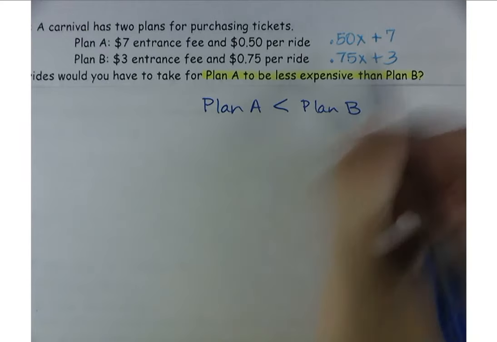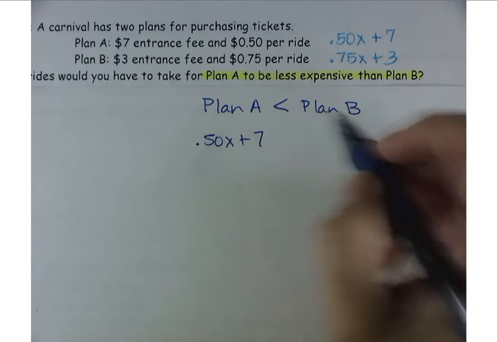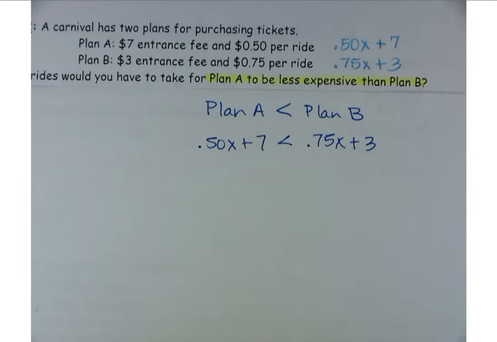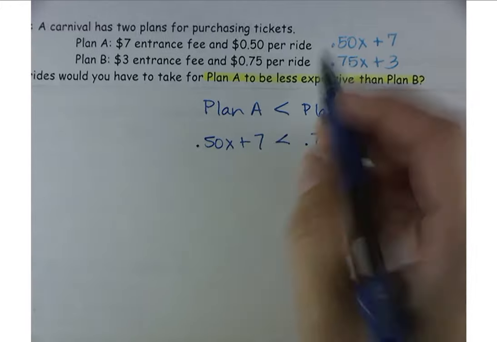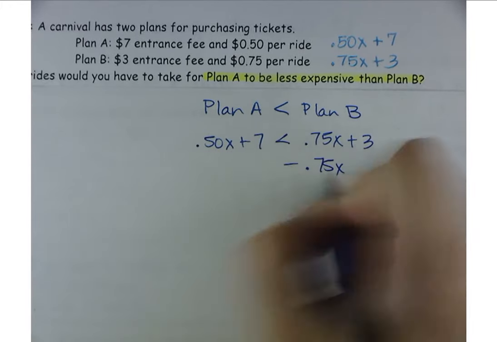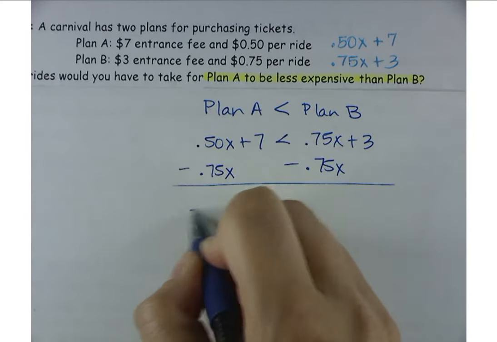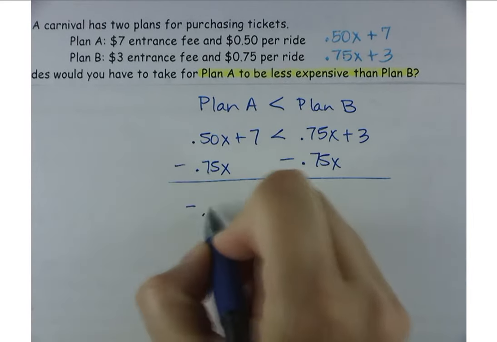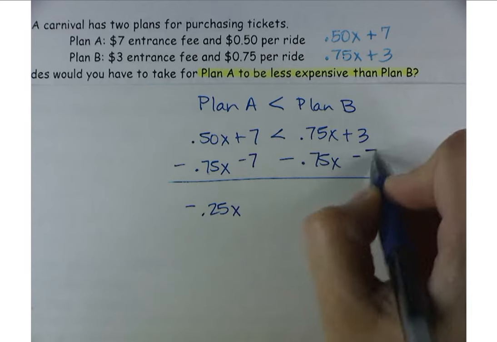let's just go ahead and set up what we plugged in for Plan A. So Plan A is 50 cents per ride, and then a $7 entrance fee, less than 75 cents per ride and a $3 entrance fee. And then we're gonna solve that for x. So the first thing I'm gonna do is move all of my x's to one side, and I like to keep my x's on the left side. So this would be negative, what's the difference between 50 cents and 75 cents? 25 cents. And then I'm also gonna subtract 7 at the same time, if that's okay.